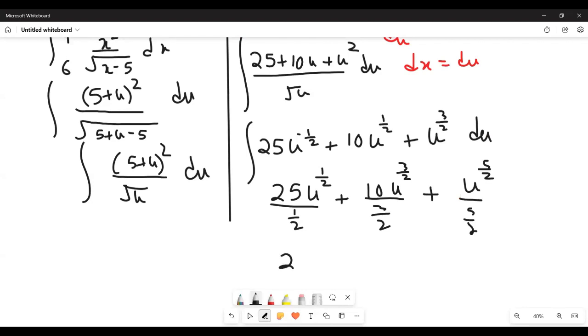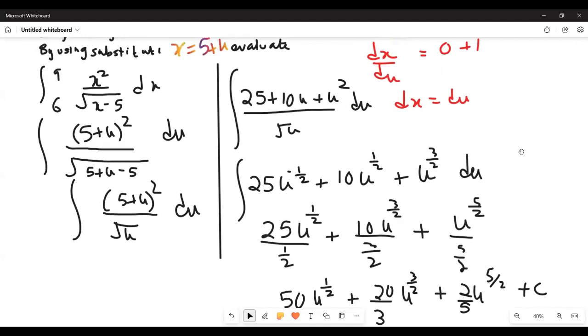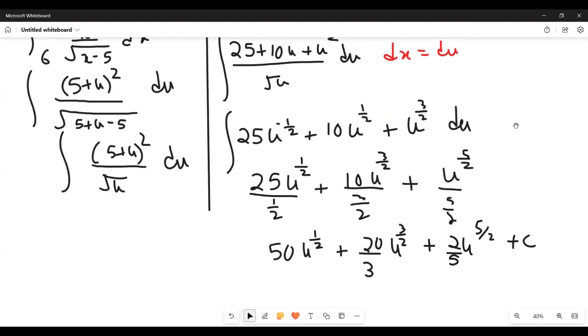So we get 25, well, okay, 50. That becomes 50 u power half. That becomes 20 by 3 u power 3/2. And that becomes 2 by 5 u power 5/2 plus c. Now I'm going to replace u with x and then substitute the limits. U will be equals to x minus 5. So replace u with x minus 5.